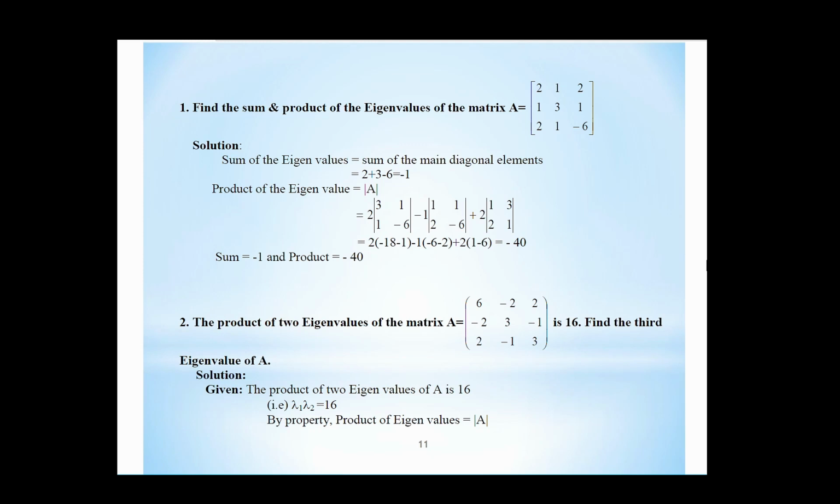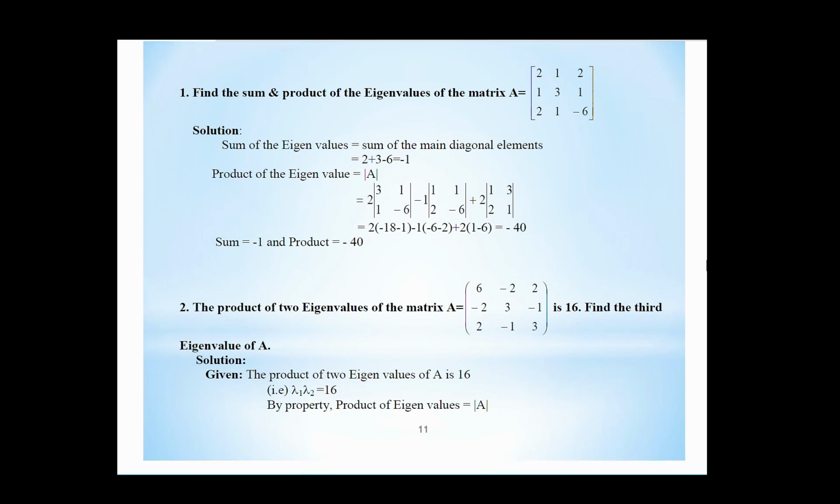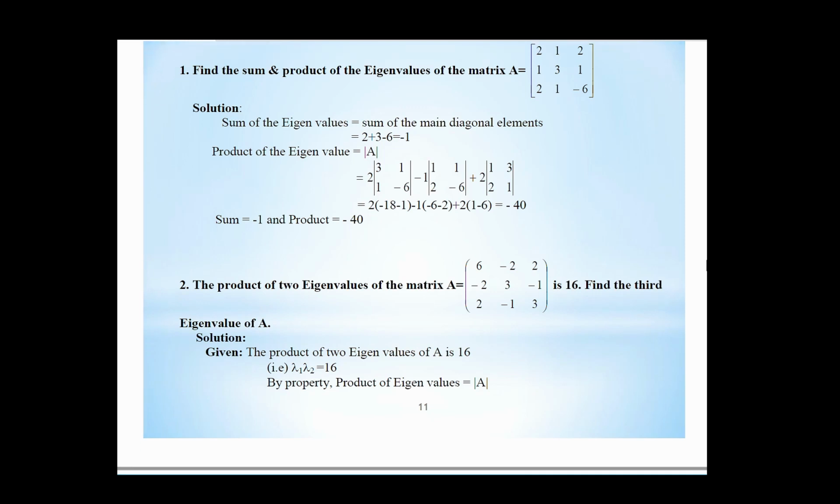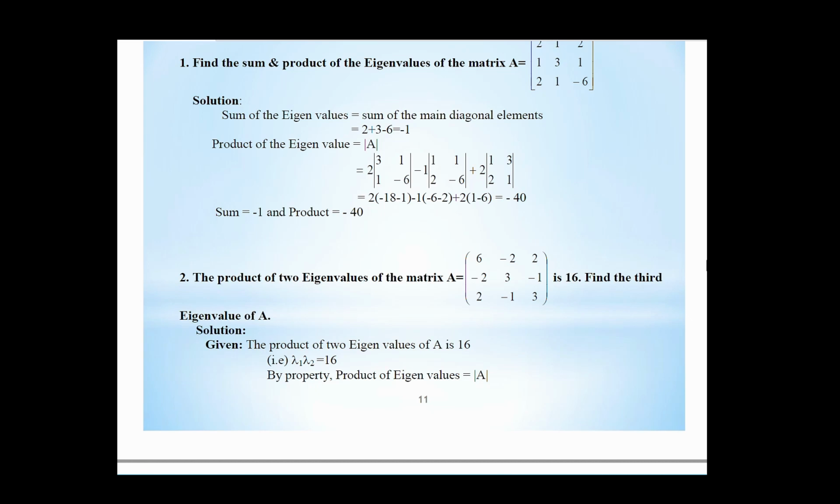So the sum of the eigenvalues is the sum of the diagonal elements: 2 plus 3 minus 6 equal to minus 1. Similarly, the product of the eigenvalues is the determinant of A. Here the determinant value is minus 40. Therefore, the sum of the eigenvalues is minus 1 and the product of the eigenvalues is minus 40.